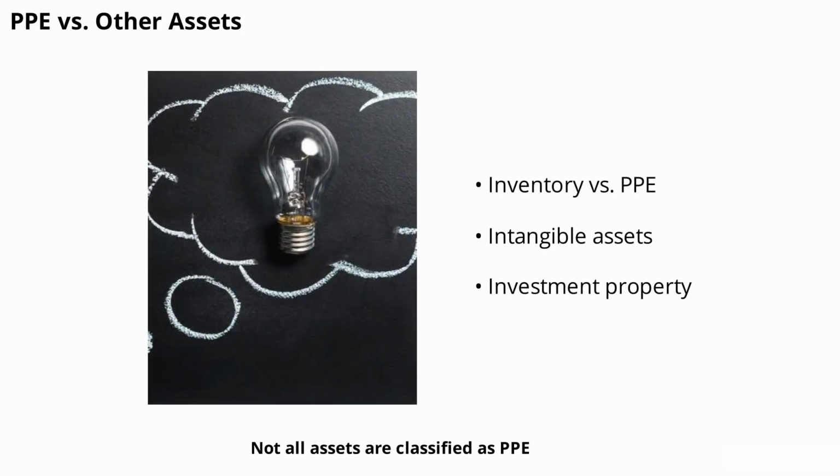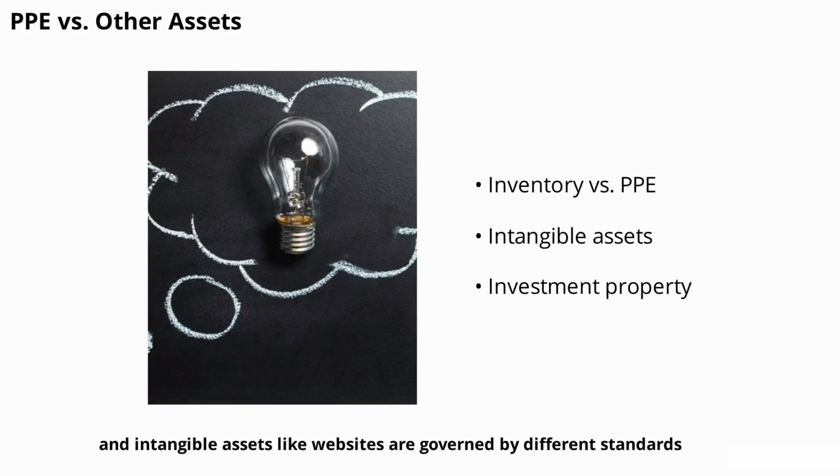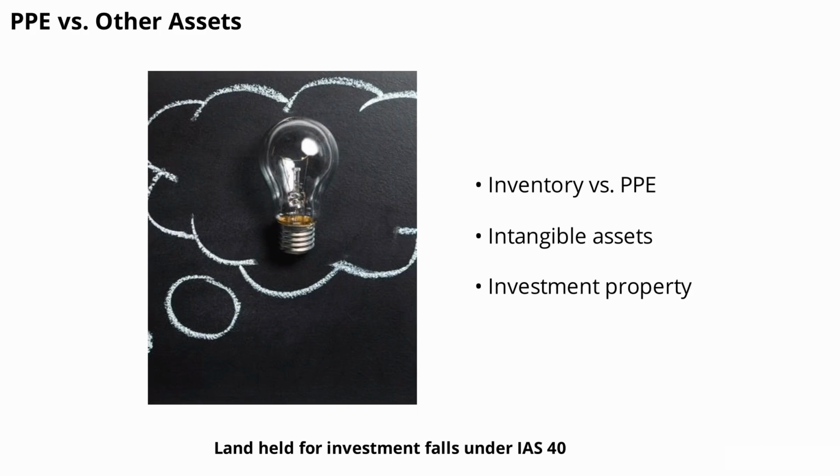Not all assets are classified as PPE. For example, inventory, financial instruments, and intangible assets like websites are governed by different standards. Materials used in manufacturing are inventory under IAS2, while machines used in production are PPE under IAS16. Land held for investment falls under IAS40.